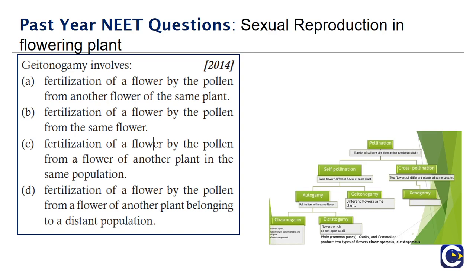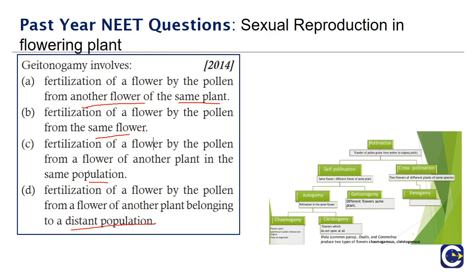Geitonogamy involves fertilization of a flower by pollen from another flower of the same plant. Fertilization of a flower by pollen from the same flower. Fertilization of a flower by the pollen from a flower of another plant in the same population. Fertilization of a flower by pollen from a flower of another plant belonging to a distant population.